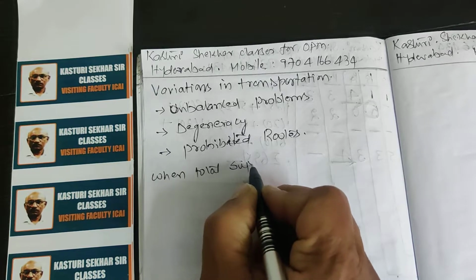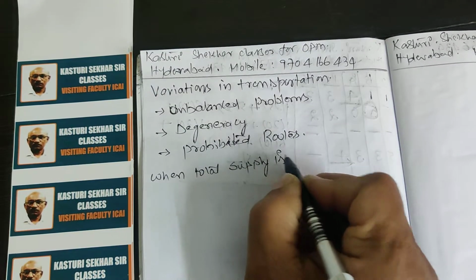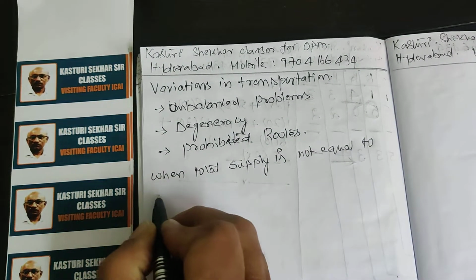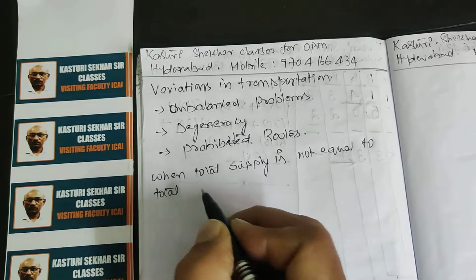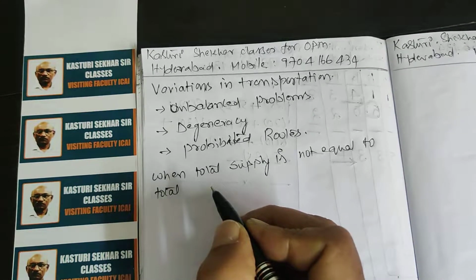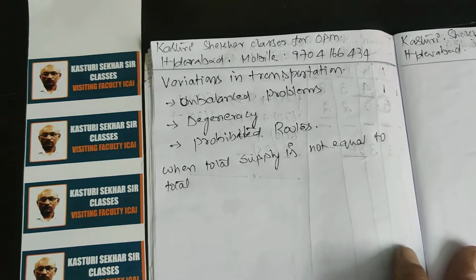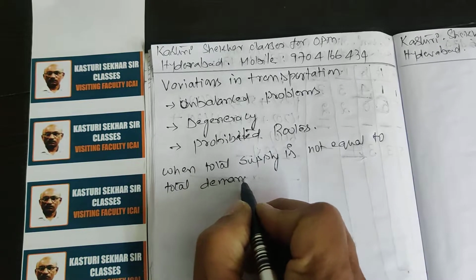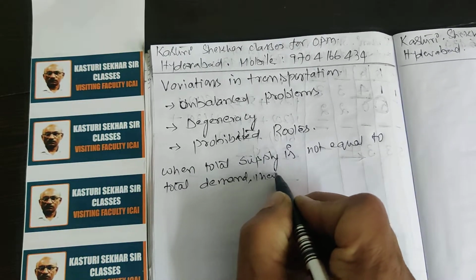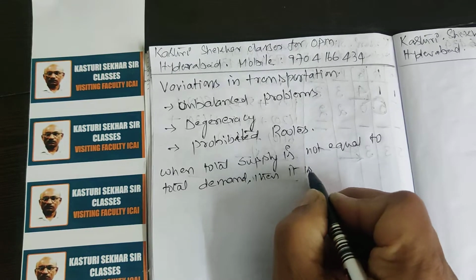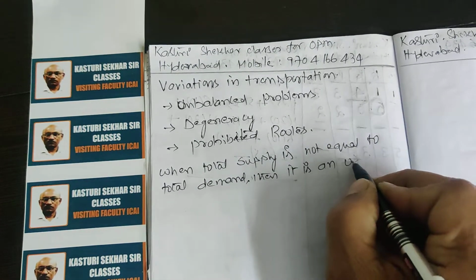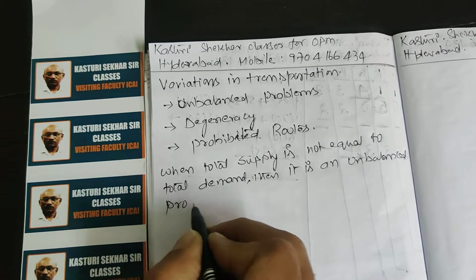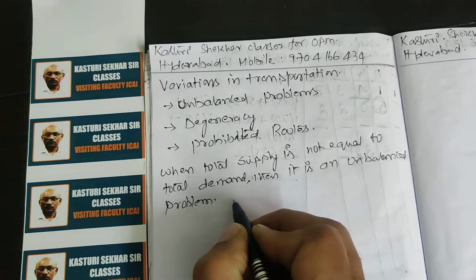When total supply is not equal to total demand, then it is an unbalanced problem.